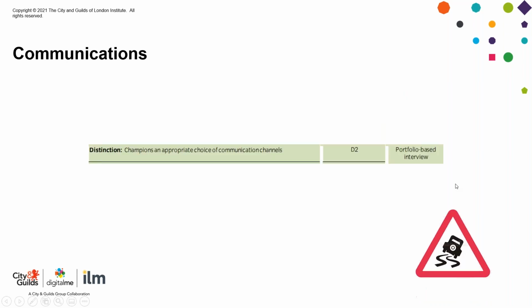Moving on to communications. Another area tested in both assessment methods. Most of the criteria are easily evidenced, but this distinction in communications, which we expect to see in the portfolio-based interview, is something apprentices struggle with. It's important to understand the word championing, which is about encouraging others to use innovative communication methods, such as social media, Teams or Zoom, or thinking outside of the box to get messages across.